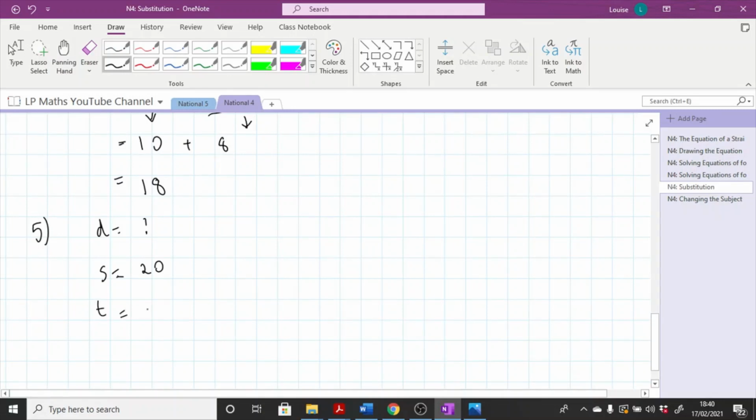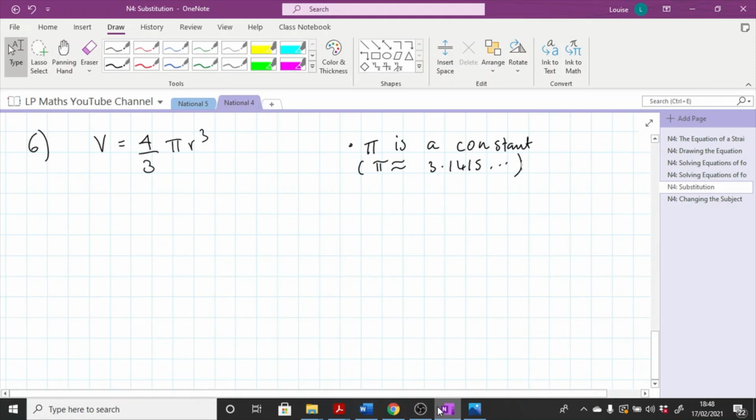Again, I'm not putting units of measurement in here. I don't really think it's necessary. We're just trying to get the idea of substitution in. And you know that the formula is D is equal to ST. You now substitute in. You know that S is 20. You know the invisible sign between these is multiply, and T is 5. So D would be equal to 100.